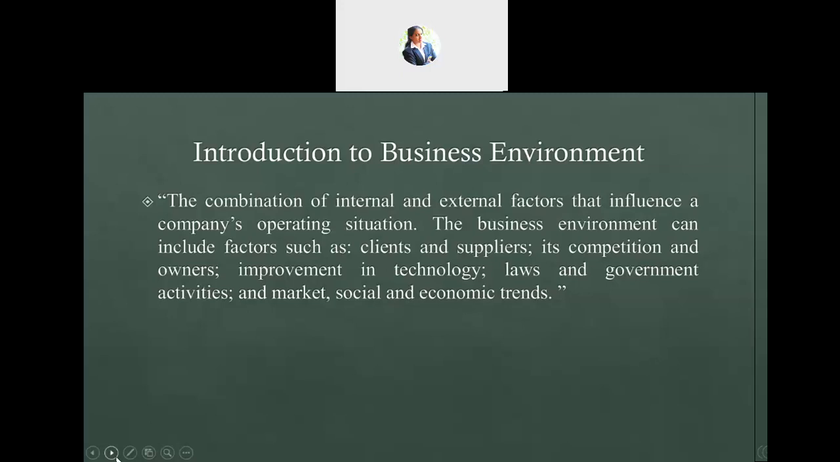Now, let us try to understand the success story of one company. You might have heard about Starbucks. Some of you might even have visited one of the outlets of Starbucks. Now, Starbucks is a California-based company.